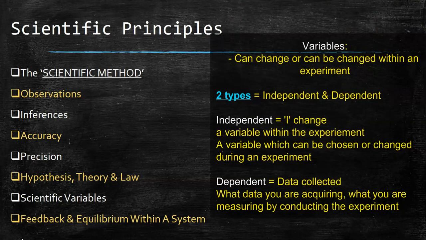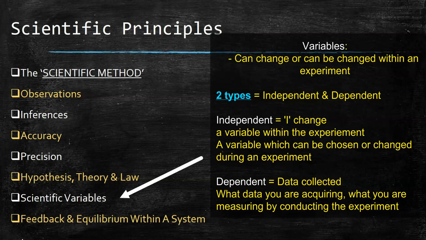Then we have the scientific variables. Variables are things that can change within an experiment, in this case. So as you do an experiment, there's 2 types. There's independent and dependent. The independent starts with an I. I equals I change. I can change things in the experiment, and I can adapt the experiment to what I want based on how I want the experiment to go. So I can change anything.